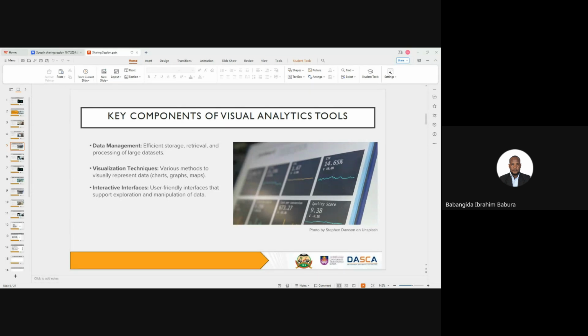And that is actually the focus of my talk, because I have some experience and I am able to develop a particular chart that was accepted in the academic world. Then the interactive interface, which uses friendly interfaces that support exploration and manipulation of data. In analytics, those who work with Power BI and Google Analytics know that it is an interactive interface rather than coding. So that is about the components of visual analytics.